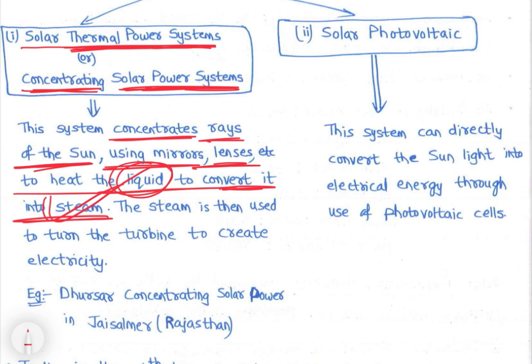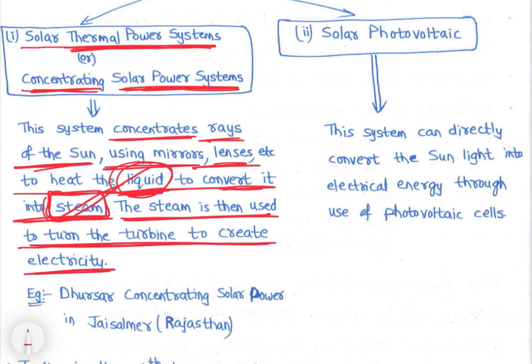पानी में sunlight concentrate करके डालेंगे और उस heat से, with that heat, that liquid is converted into steam, and the steam is then used to turn the turbine to create electricity. So the steam is used.